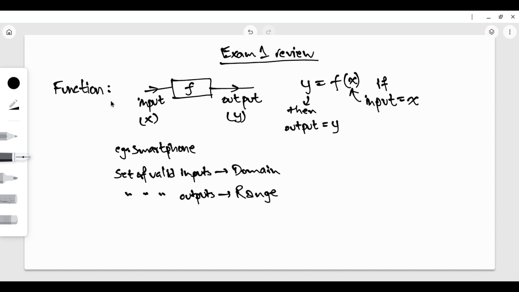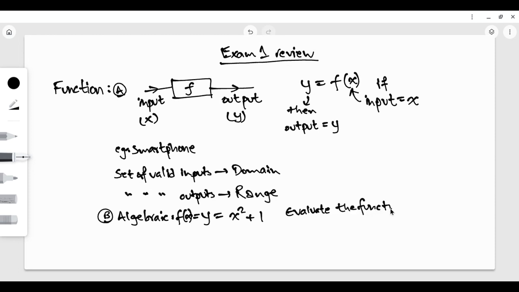Then there is another representation. Let's call this one B, algebraic. Here's where you would see x and y, etc. For example, if I say y equals x squared plus 1, this can also be written as f of x. Now I can find the values. This is called evaluating the function. What that means is finding out what the output is for various inputs.